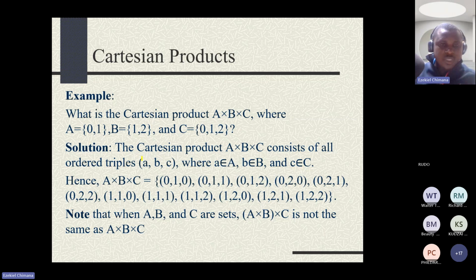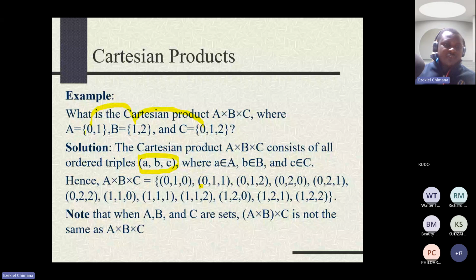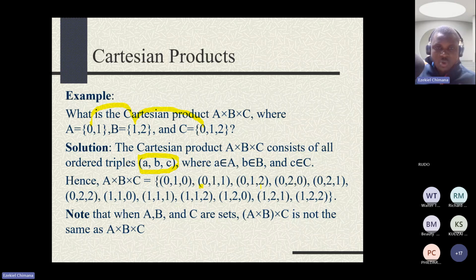So it will be a collection of these three elements from three different sets. A will be coming from this, B will come from this, and C will be coming from this. So if you look at this, we have got 0, 1, 0. How are we getting this 0, 1, 0? We are taking this 0 and then match it with this one, and then match it with this 0. And then the next thing, you take this 0 again, you match it with this one, and then you match it with this one. That's why we've got this 0, 1, 1. And then after that, you take this 0, you match it with this one, and then you match it with this 2. That's why I've got 0, 1, 2.